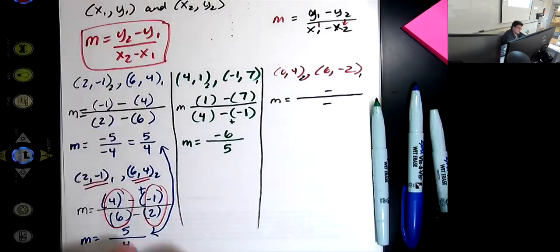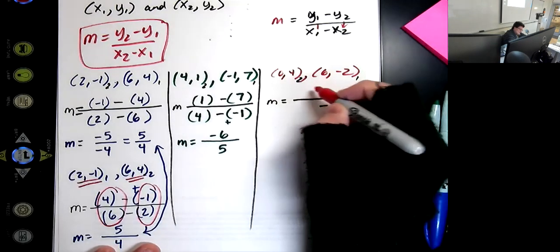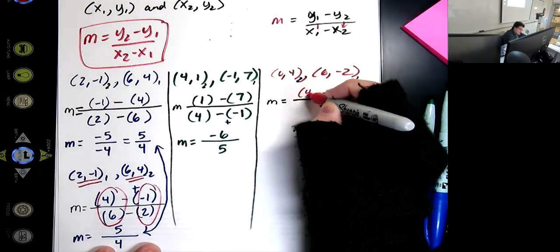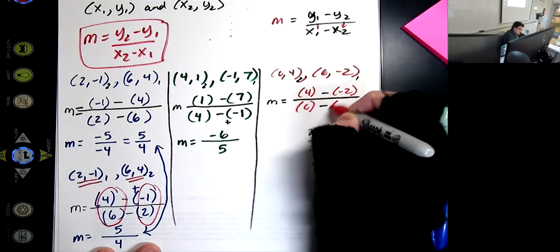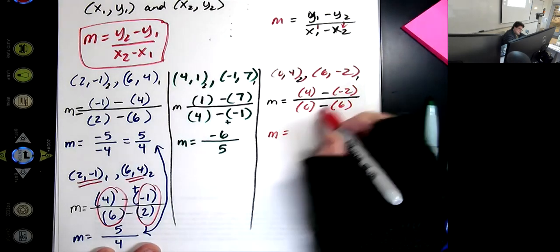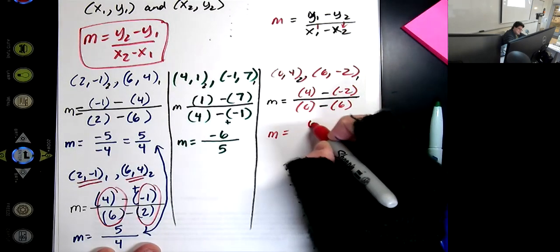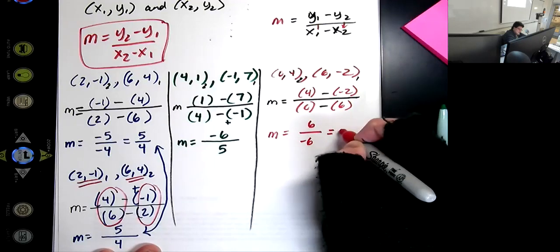All right. So if I do this, I've got 4 minus -2 over 0 minus 6. 4 minus -2 is 6. And 0 minus 6 is -6. This just ends up being -1.